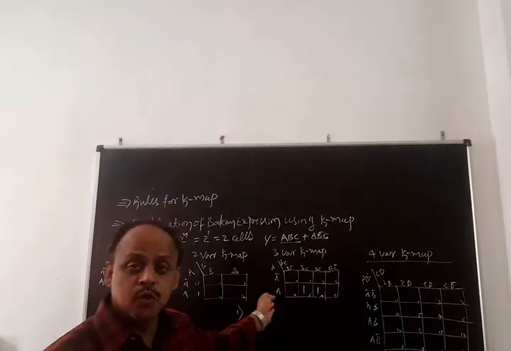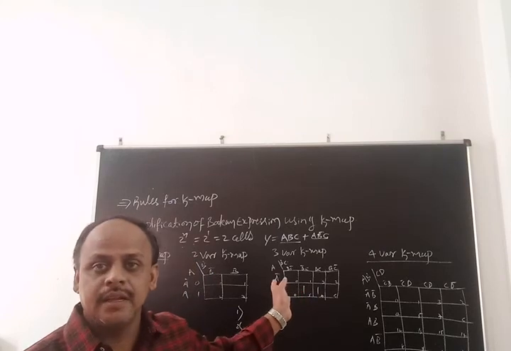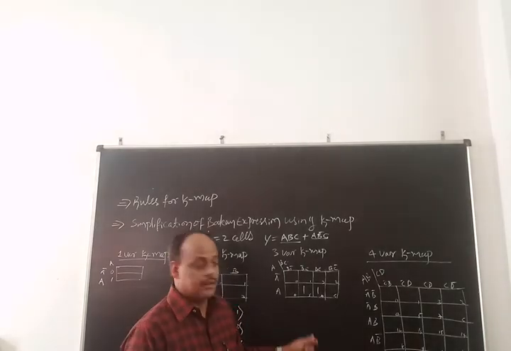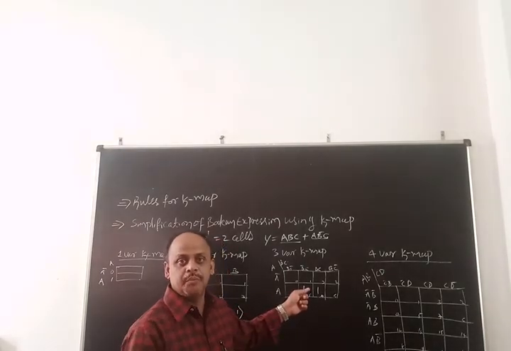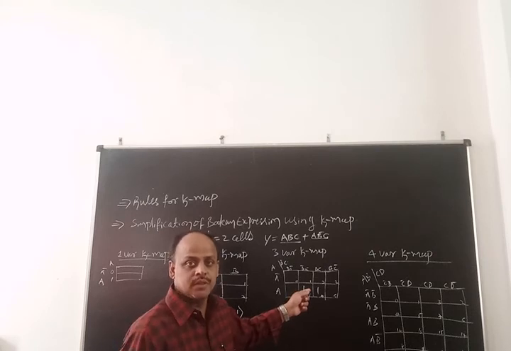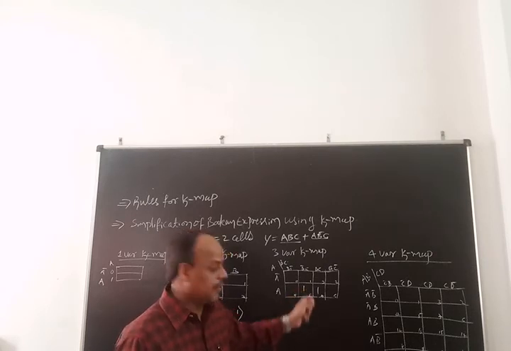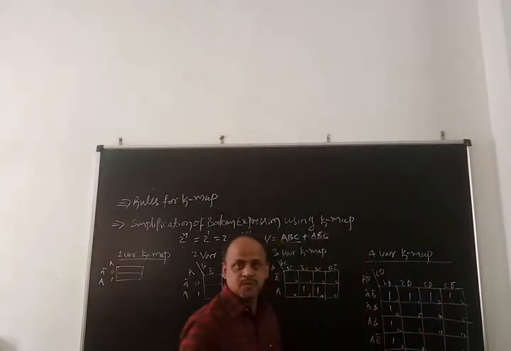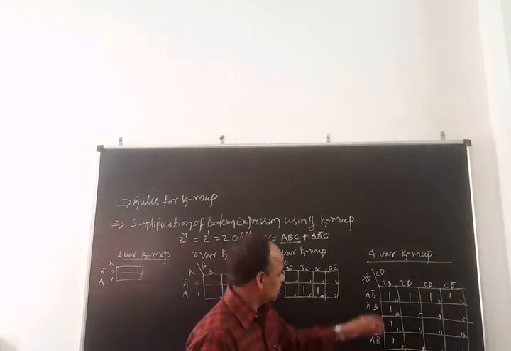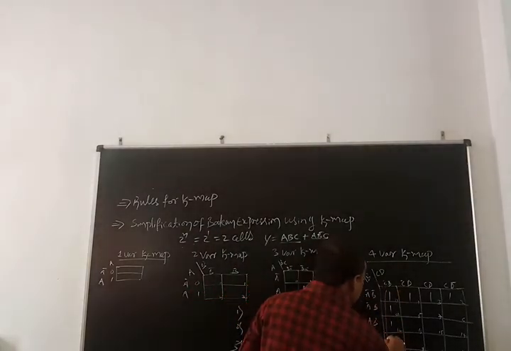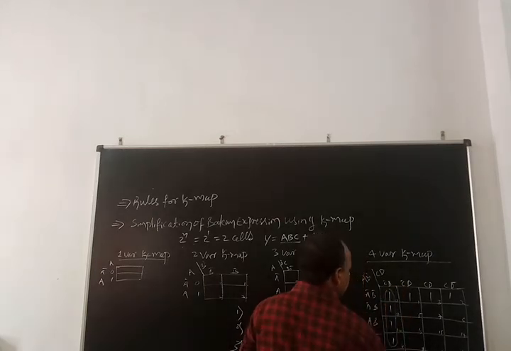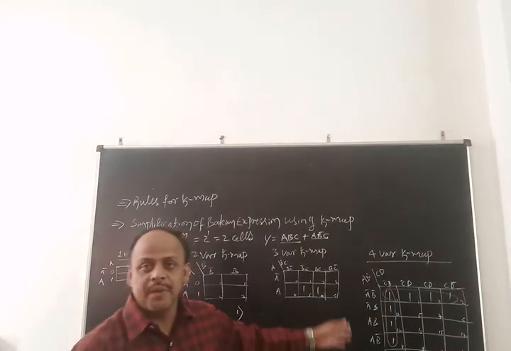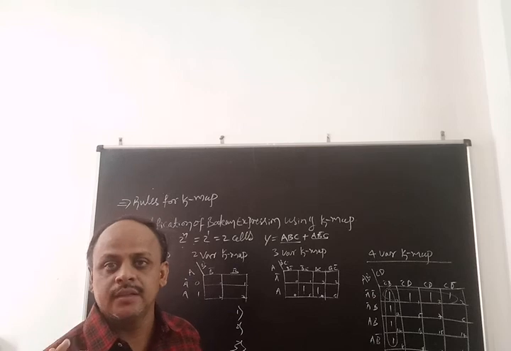Afterwards, third point: we have to make groups of adjacent ones in the table. For example, after placing ones for the respective min terms, we have to make adjacent groups. Suppose after placing ones like this, we make groups like this. This is one group. This is another group. We have to make groups of ones only.